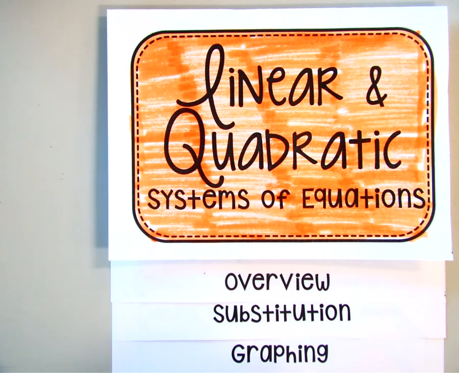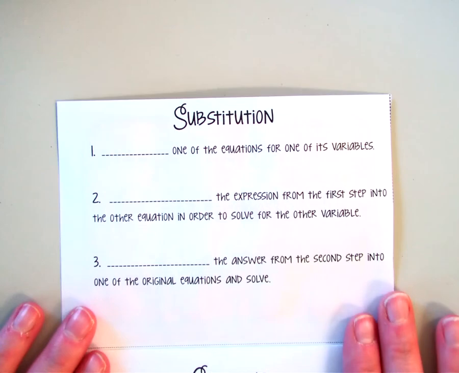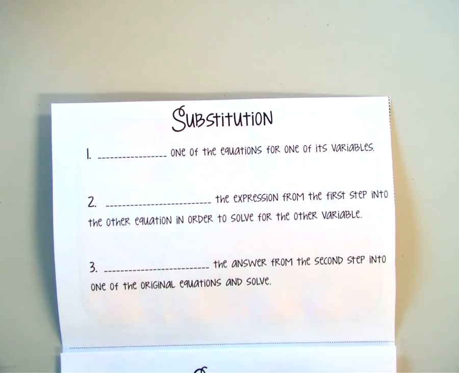Okay, linear quadratic systems of equations. So we're doing a little more systems again this time. It's just we're throwing the quadratic piece into it since we did not use those the first time that we did them back with our functions. So, a little overview here.